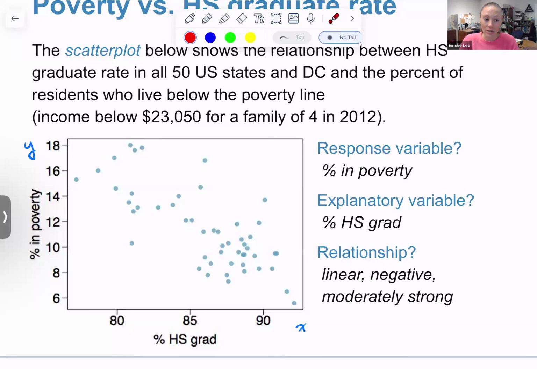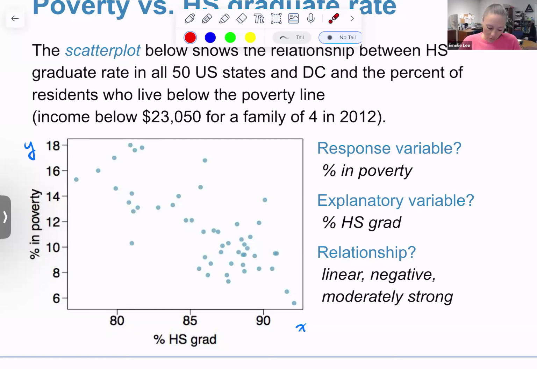In fact, you could argue, okay, if I want to predict the percentage in poverty from the percentage of high school grads, that makes sense, right? What if I want to flip it? In this scenario, there's no rhyme or reason here. What if I want to predict the percentage of high school grads from the percentage in poverty? That's perfectly reasonable. It's not what we have here, but we could do that. Okay, and so the response variable goes on the y-axis.